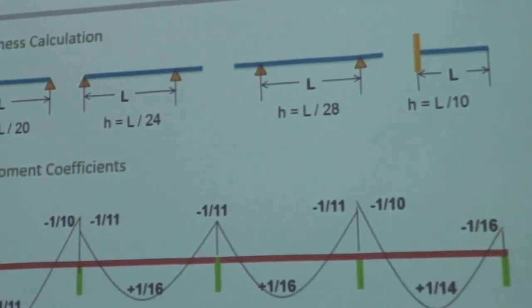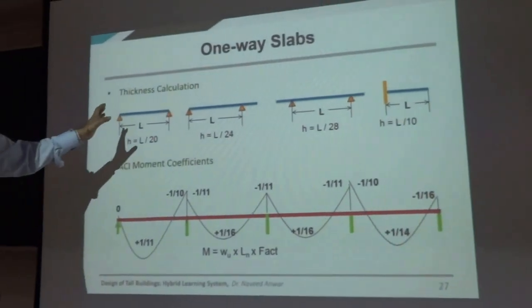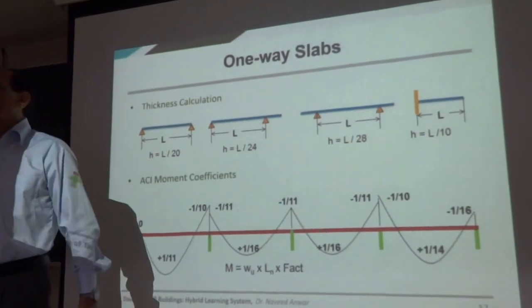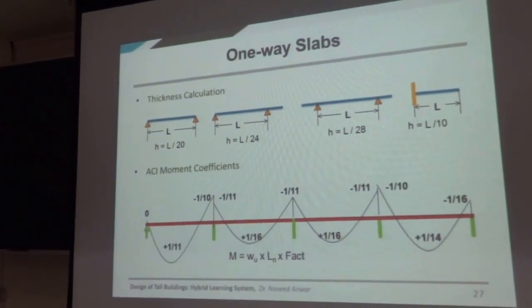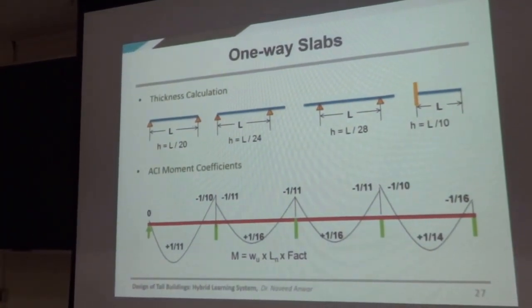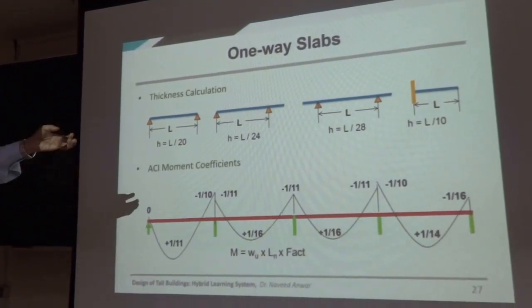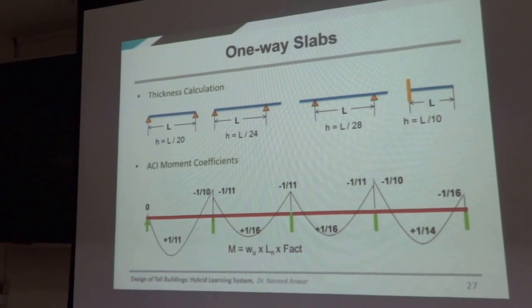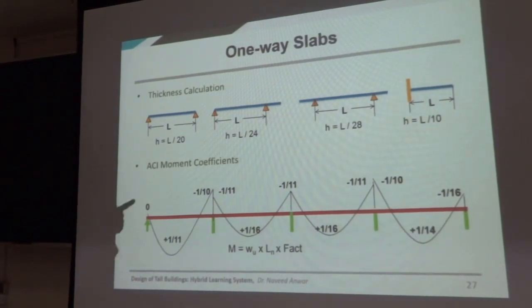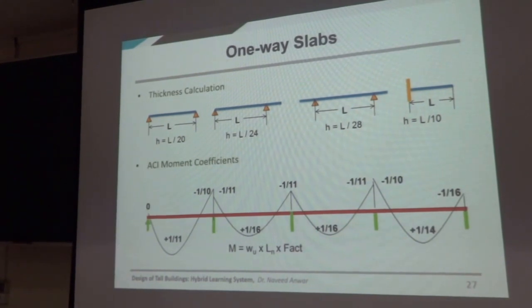So many of the formulas in the codes are based on more work than you normally do. It's based on several load patterns, and they take the envelope and then convert them into coefficients. So it's easy. If you don't want to use this, you must use full analysis with all the load patterns, and only then your results can be reliable.